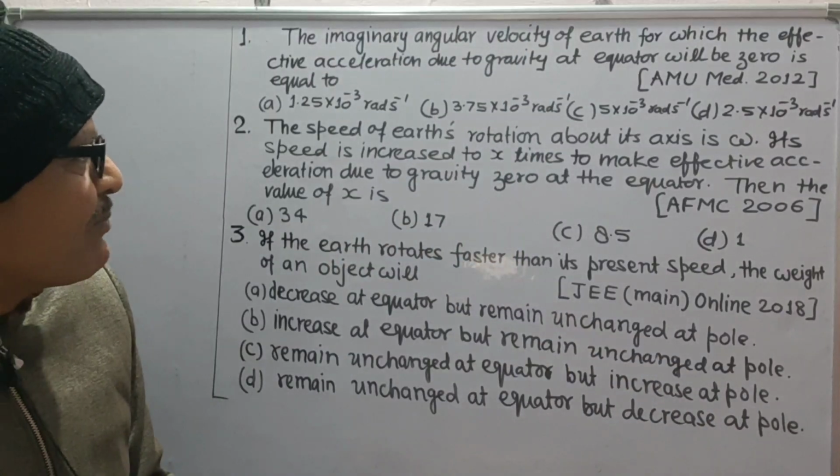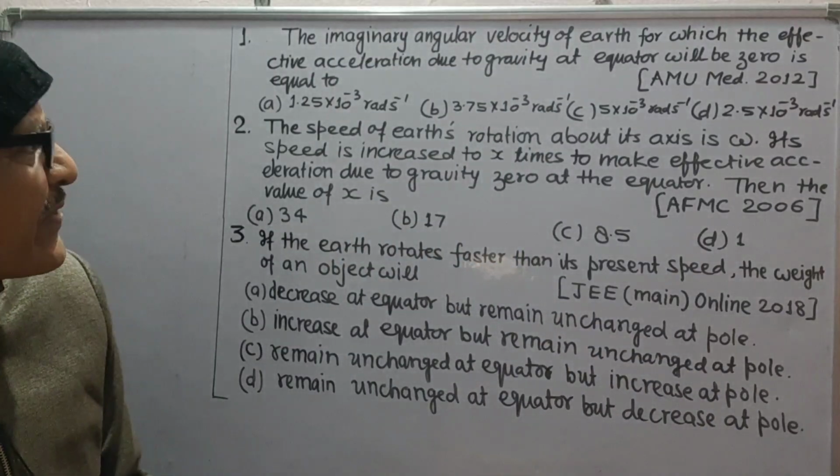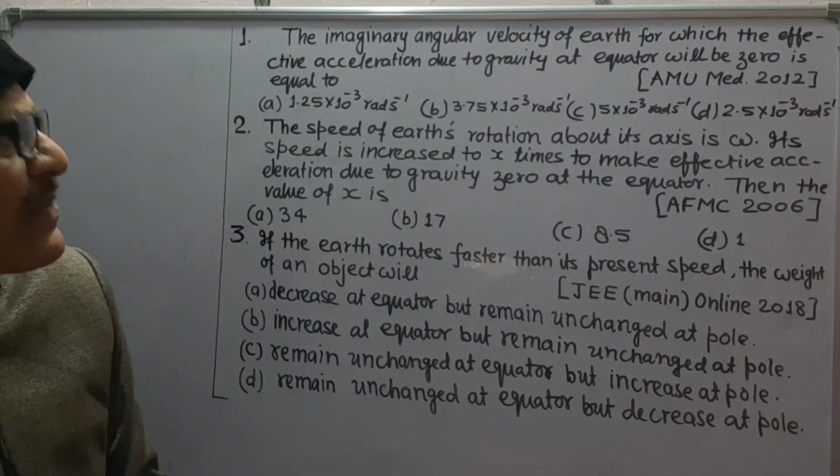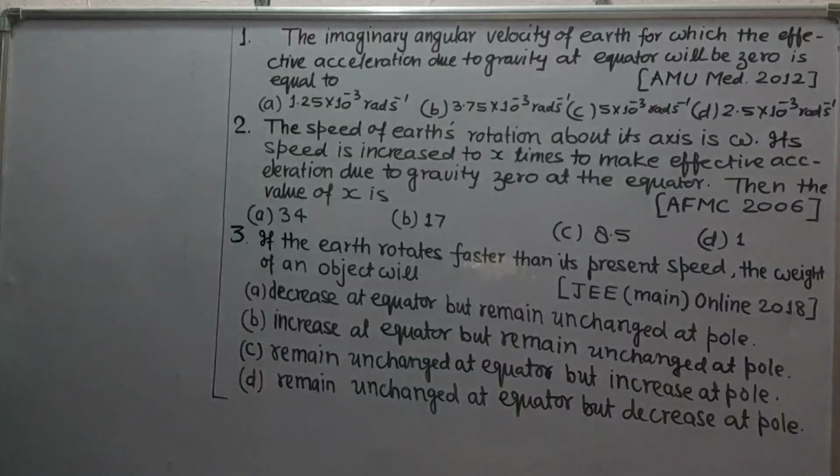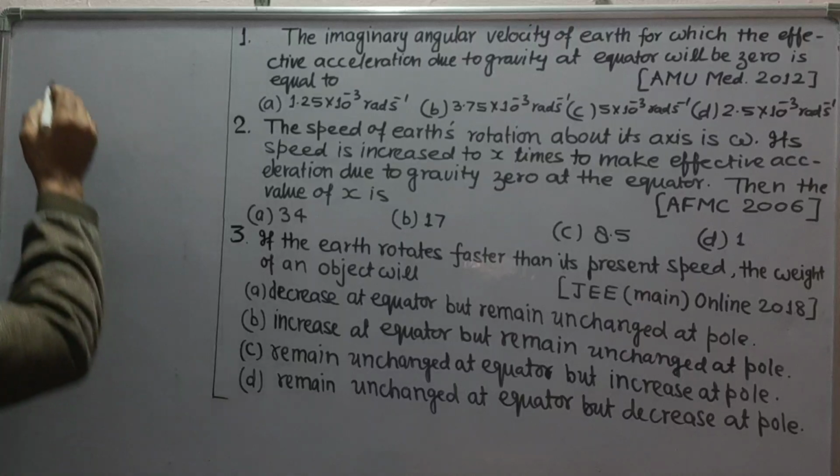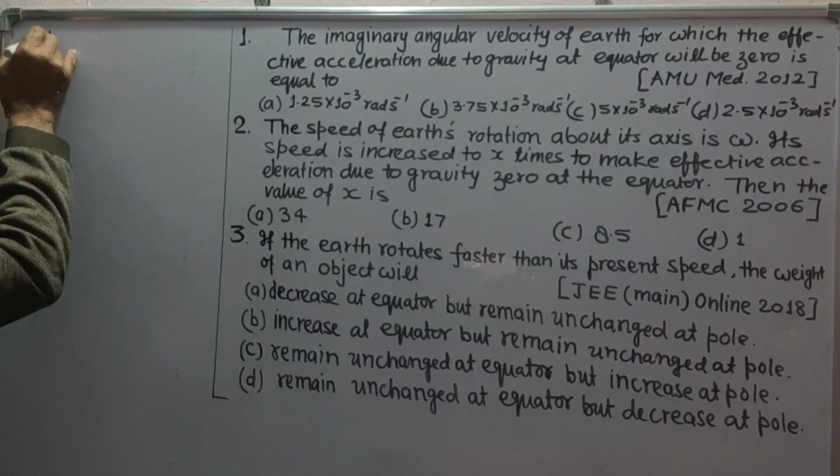We will study some more multiple choice questions on acceleration due to gravity. The first question is: the imaginary angular velocity of earth for which effective acceleration due to gravity at equator will be 0 is equal to, these are the options. So, solution to question 1.